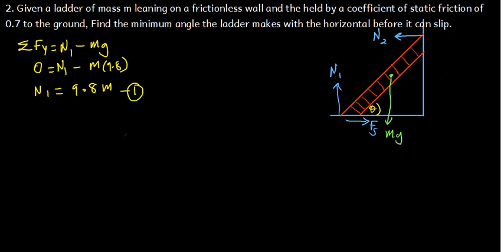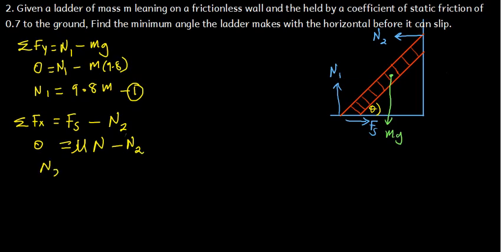Now let's consider the forces in the x. The net force in the x is going to be what is going in the positive direction of x, that is the static friction, and then minus N2, that is the one going in the opposite direction. This is going to give us 0, and we have static friction, which we find by the coefficient of static friction multiplied by the normal force, and then minus N2.